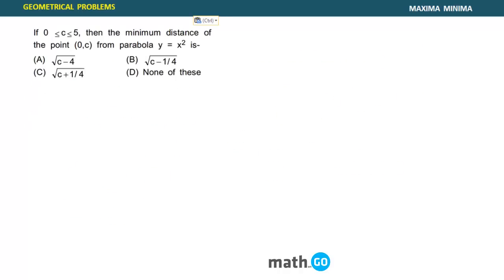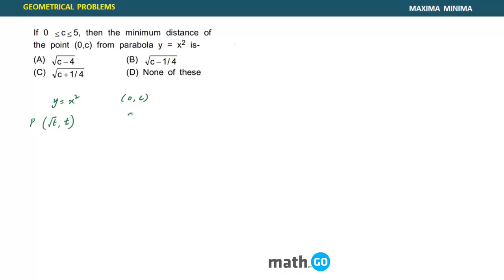Okay, now let's apply the concept of maxima and minima in a geometrical problem. It says if C lies between 0 to 5, then find the minimum distance of point 0 comma C from the parabola y equal to x square. So you have a parabola y equal to x square, and you have to find the minimum distance of this parabola from the point 0 comma C. Now let me take any parametric point on the parabola, let's say root t comma t. I'll tell you why I'm taking this. You will yourself see, because by this the calculation becomes very easy. So any point on this can be taken as root t comma t, right?